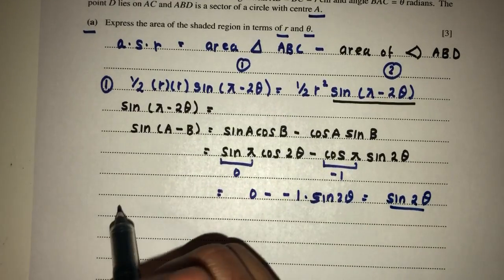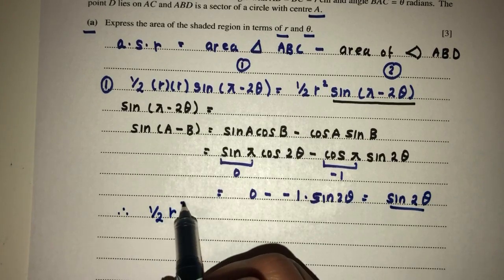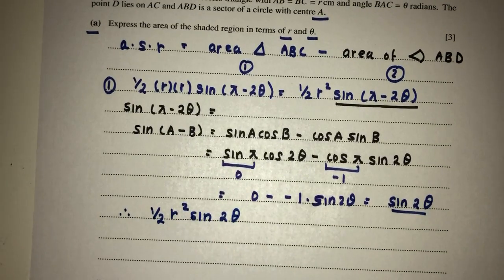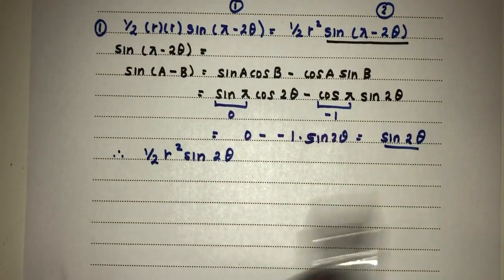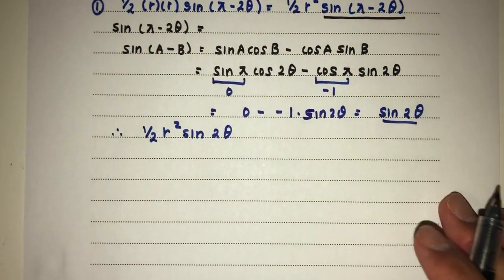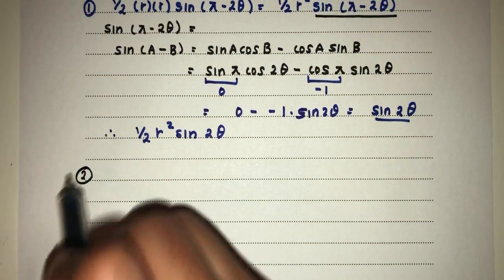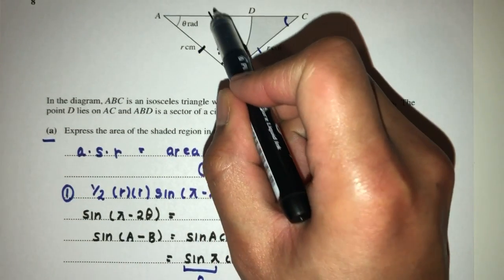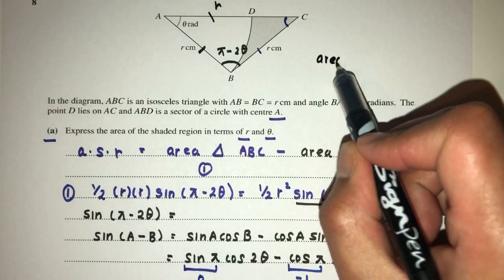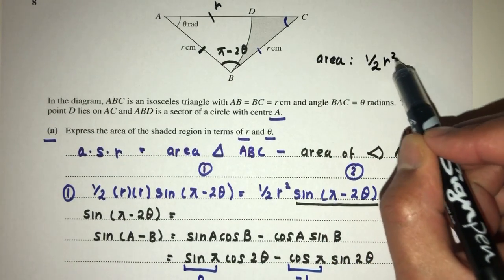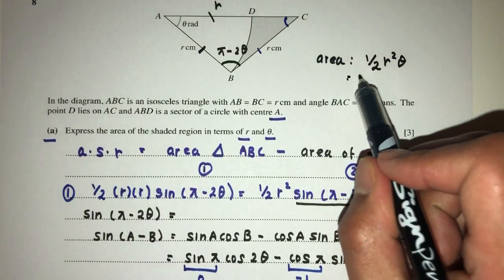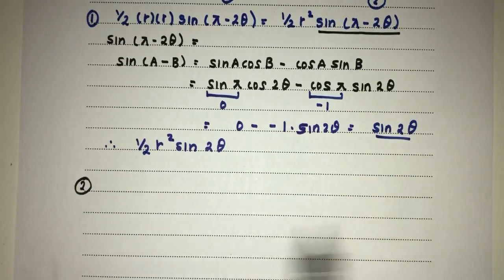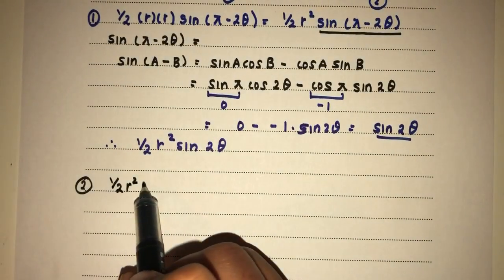So your answer finally will be half R square sine 2 theta. Now if you want to expand this again, you can always do that, but you don't need to, which is the good news. We can just continue with the other part. So now we have to find number 2, area of sector ABD. So pretty easy. This is radius. This is also radius. So area of sector will be half R square theta. Theta is the angle in between. So number 2 is half R square theta.